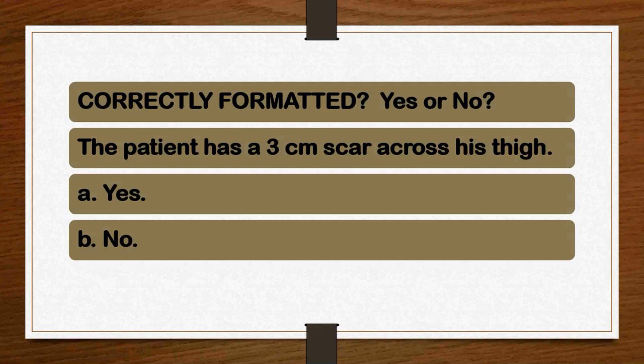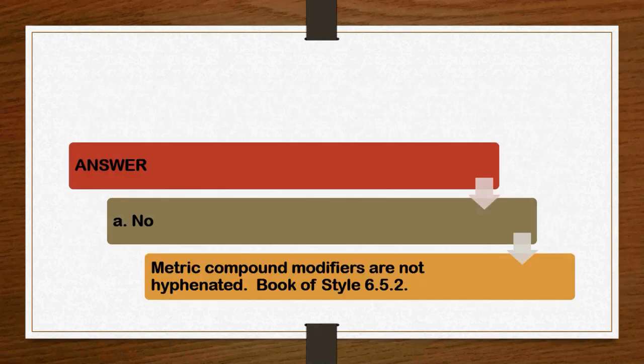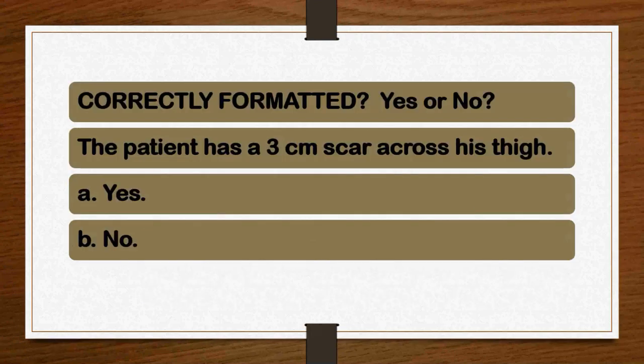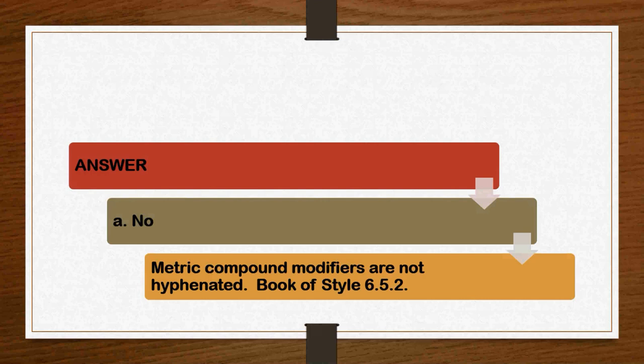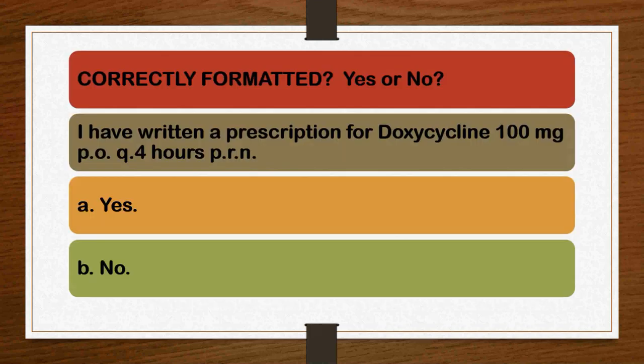All right. Is this correctly formatted or not? Yes or no? The patient has a 3-centimeter scar across his thigh. You guys are rocking it. Good job. I mean, I think my answer was wrong because it is correctly formatted. I made a mistake. Anyway, the answer is yes. You guys all got that correct. I got it wrong. Metric compound modifiers are not hyphenated. And so it was correctly formatted.